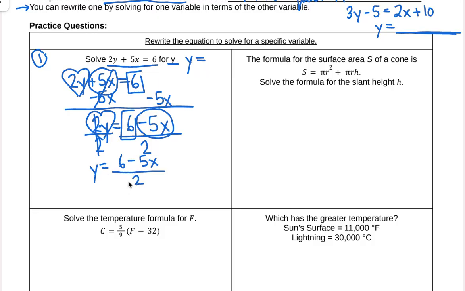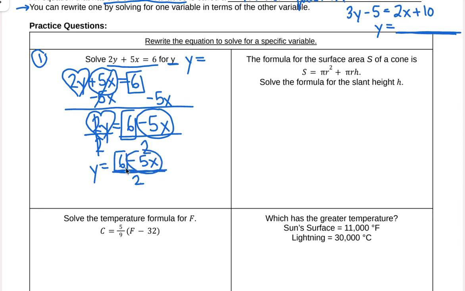All right? So the last step here is to simplify so that we don't have this big, long divisor bar all along this side of the equation. So we're actually going to divide every term by 2. So do you see how the 6 was a term and the negative 5x was a term?